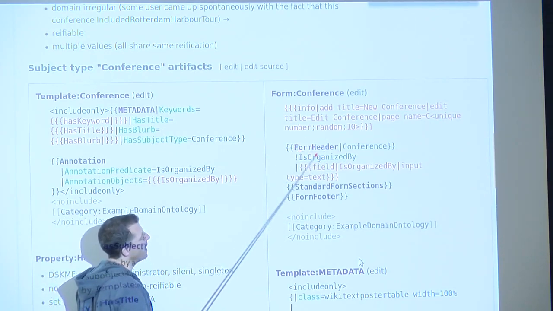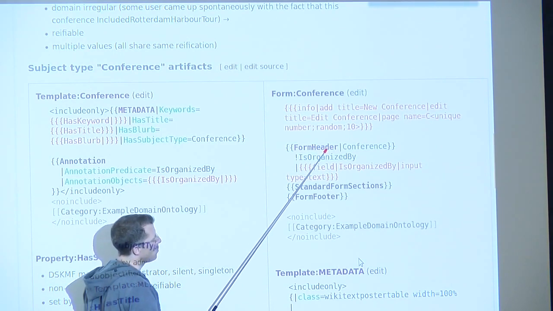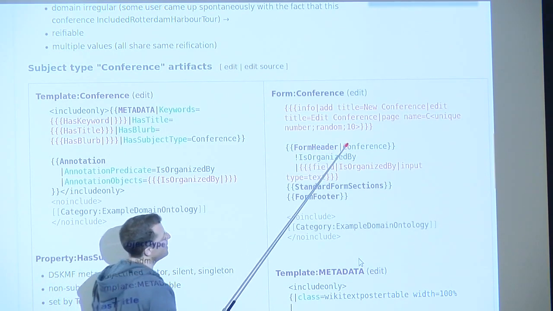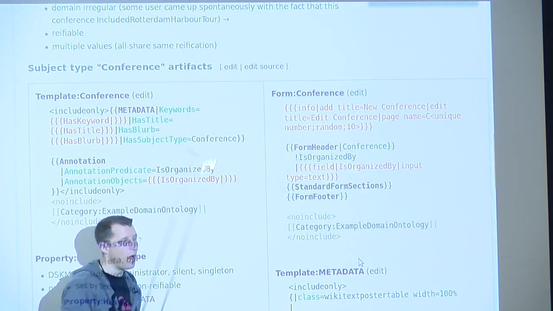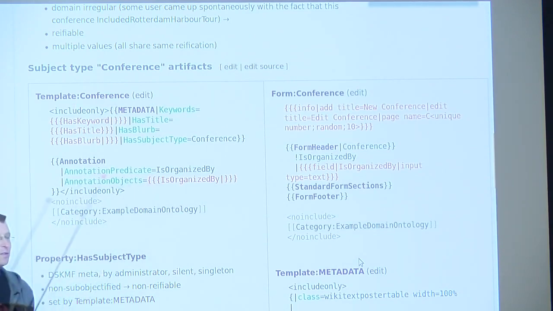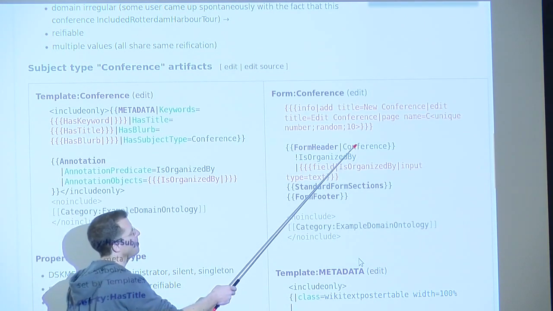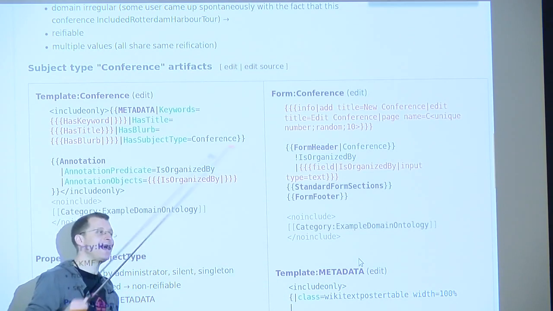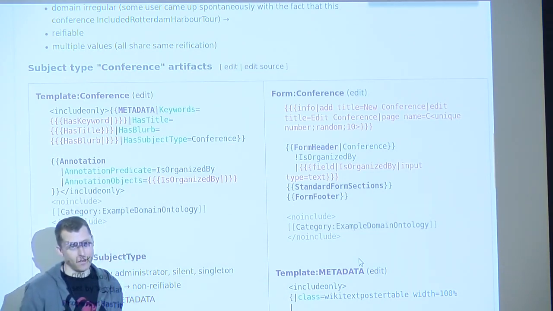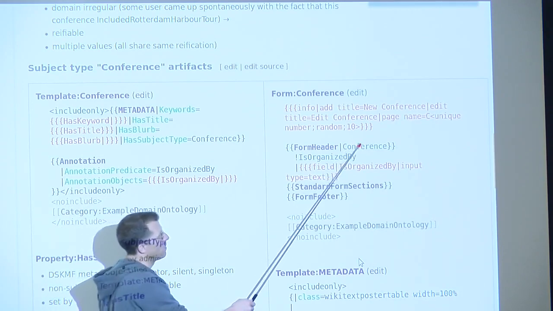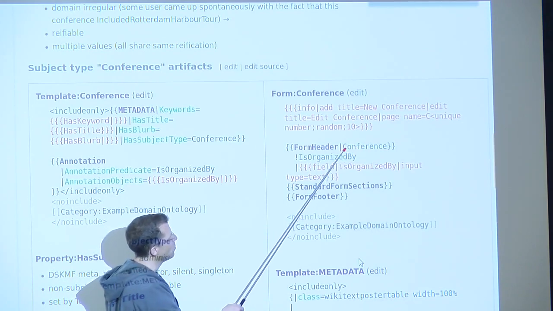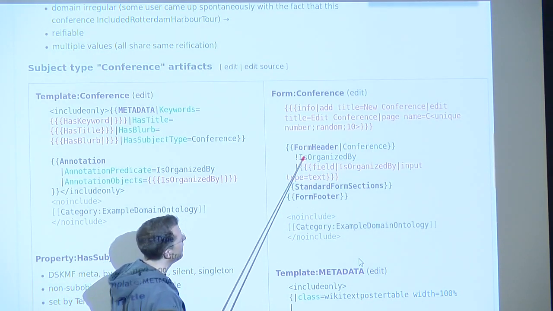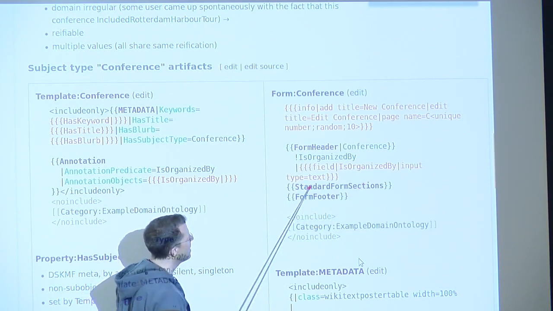But then, form header is a template call, and we'll see what that means afterwards. It only has one parameter, and that is the name of the form. Why? Because you could theoretically use the magic word page name. But the problem is that the magic word page name goes to the name of the instance and not the name of the form. So that wouldn't work, at least with the current implementation of the magic word page name. So we pass this, and then we have standard form sections and the form footer.